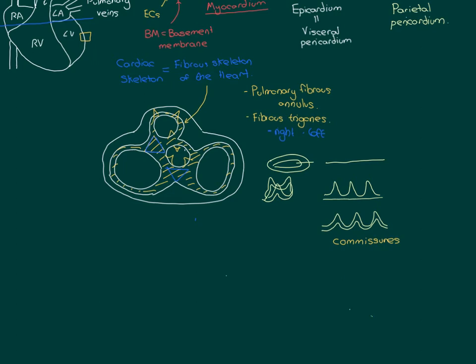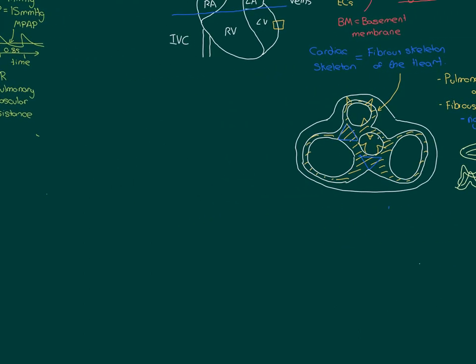Welcome back to this next video in which we are discussing valvular heart disease. Okay, so we've now discussed the cardiac skeleton. Let's now turn on to each of the heart valves in turn and discuss its anatomy. We're going to go through them in order. So we'll start off with the tricuspid valve, then we'll go on to the pulmonary valve, then the mitral valve, and then finally the aortic valve.